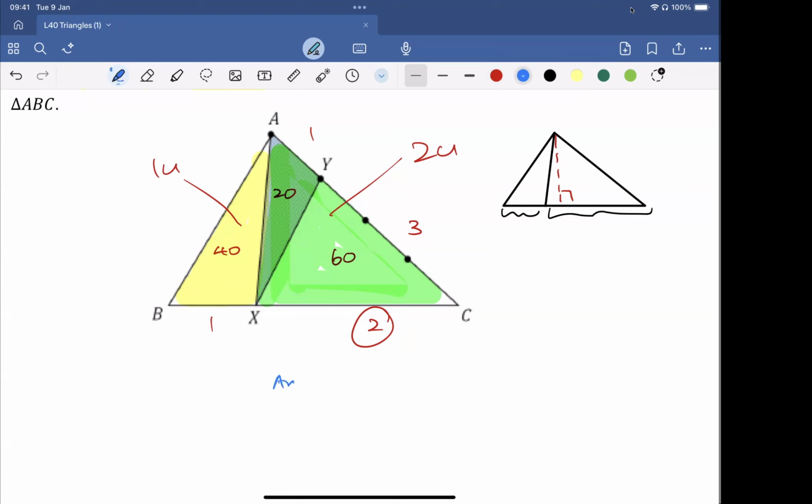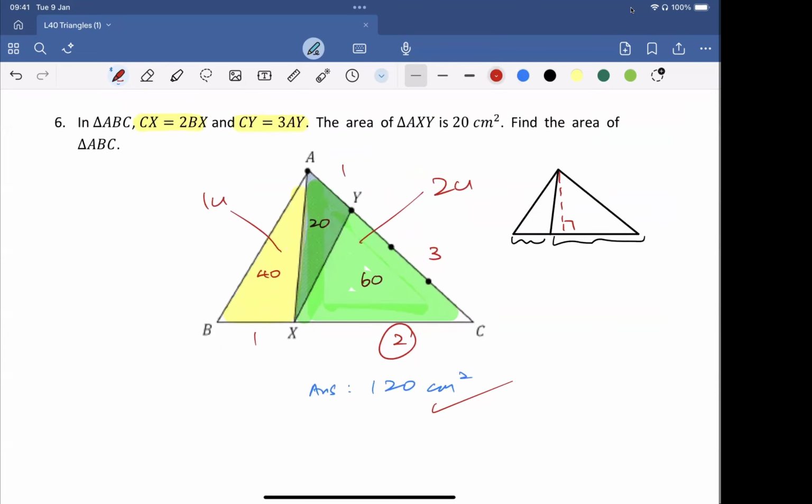And the answer. Tell me the final answer for the entire triangle ABC. 120. Correct. Very good. So now do you know how to visualize a little bit better? So remember the base can be anywhere, okay? All right. Thank you. Anyone have any questions? Raise your hand.